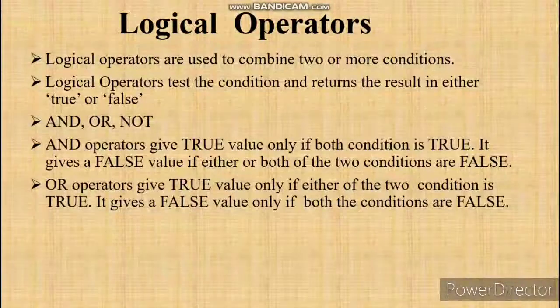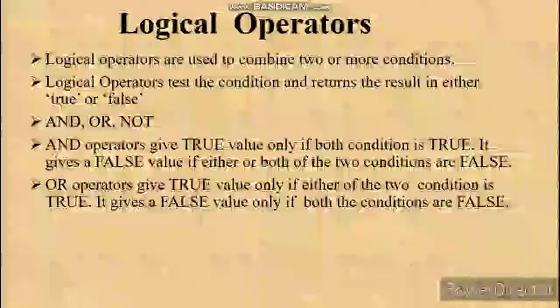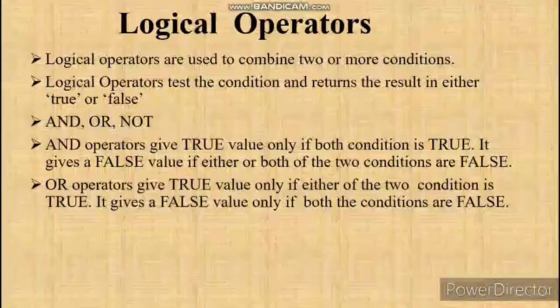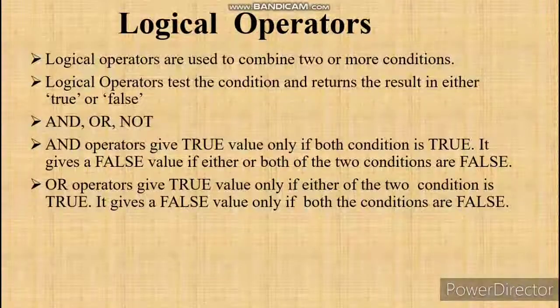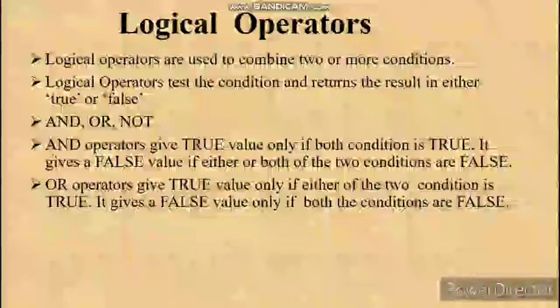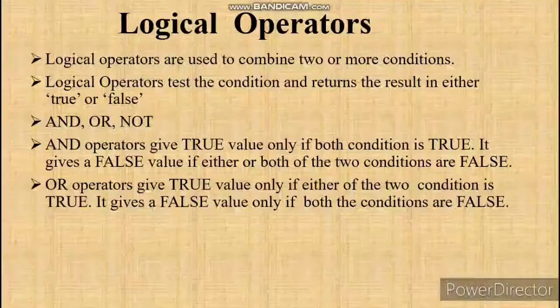OR operators. OR operators give a true value if either of the two conditions is true. Means OR operators give true when any one of the given conditions is true, and it gives a false value only if both conditions are false. And OR operators give a false value when all the conditions given under the OR operator are not satisfied.